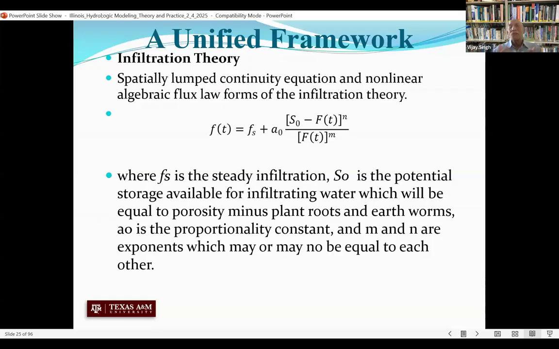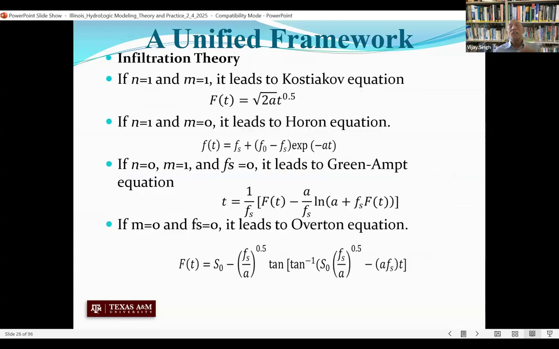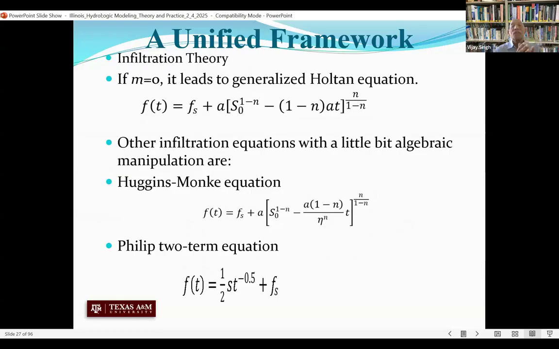inversely proportional to what has already taken place before. So, it is actually identical to the way people eat, or your appetite. And now, if you couple this with the continuity equation, then you can see if n is equal to 1, m is equal to 1, it leads to the Kostiakov equation. If n is equal to 1, m is equal to 0, it leads to the Horton equation. If n is equal to 0, m is equal to 1, Fs is equal to 0, it leads to the Green-Ampt equation. Likewise, if m is equal to 0, F is equal to 0, it leads to the Overton equation. And of course, if m is equal to 0, it leads to the generalized Horton equation.